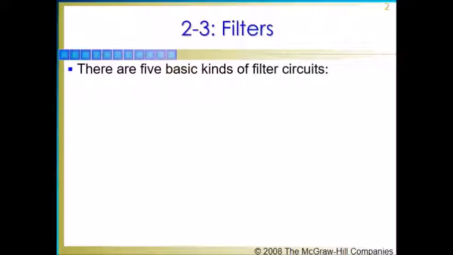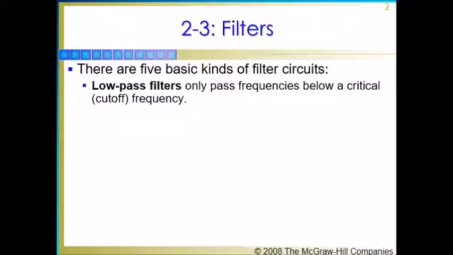There are five basic kinds of filter circuits. First is the low-pass filters. Low-pass filters only pass frequencies below a critical or cutoff frequency. These cutoff frequencies are the frequencies that separate the different pass and attenuation bands.